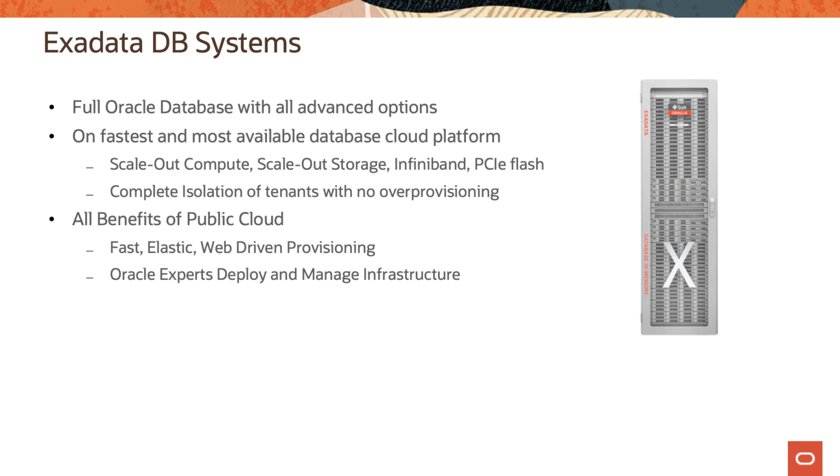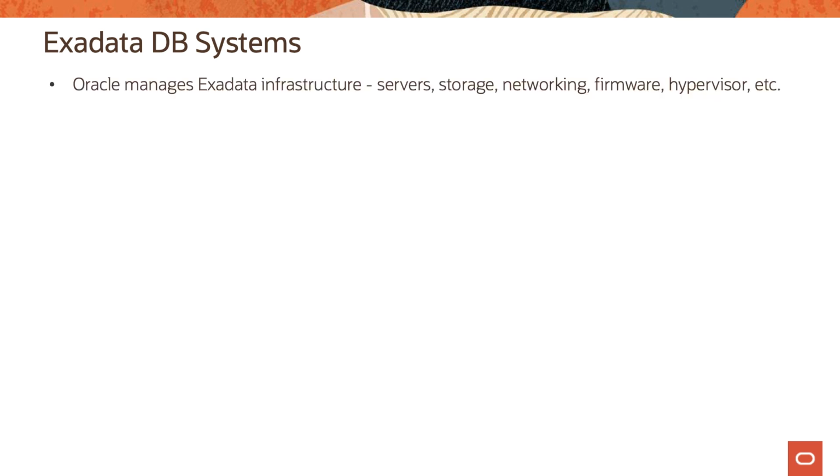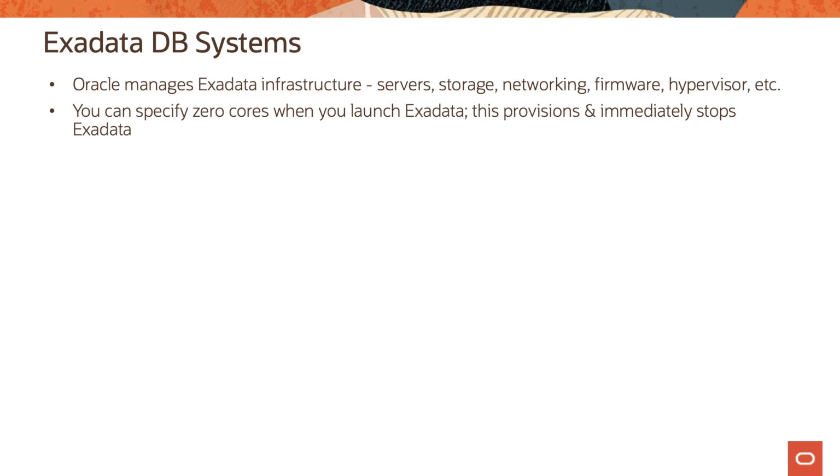Exadata system gives complete isolation of tenants with no over provisioning. It gives customers all the benefits of the public cloud, namely, it is fast to provision, it's elastic, and it is web driven provisioning. Oracle experts deploy and manage the infrastructure. Oracle manages Exadata infrastructure, namely the servers, the storage, networking, firmware, hypervisor, etc.